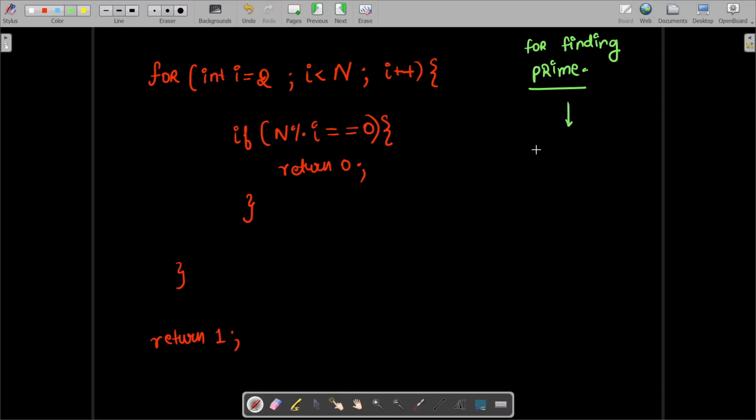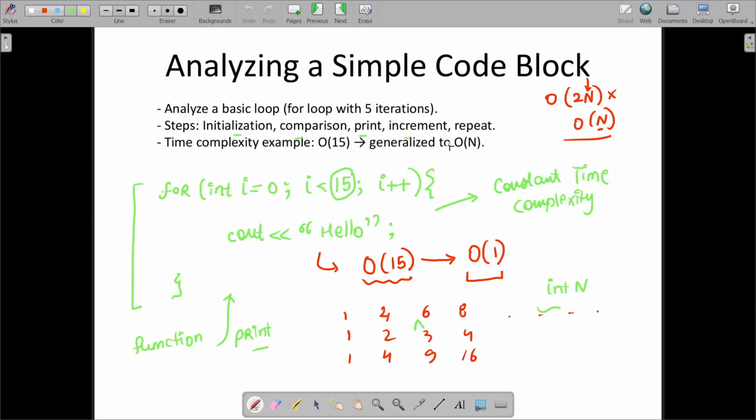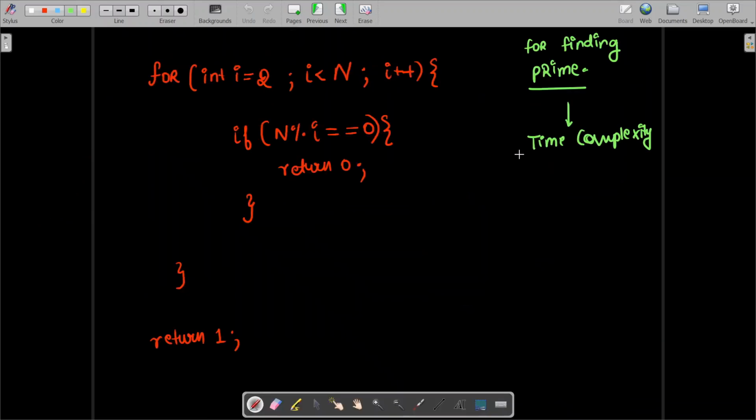What are we using here? Will it basically just be divided by 2? I'm just asking in terms of big O, what is the time complexity we have studied for this prime. In that case, it is big O of n, right? It depends on how big the number is. We are running a loop for n times.